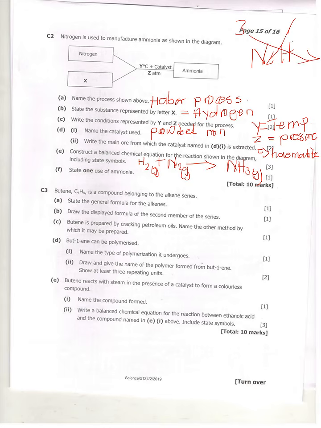So let's balance it. We put a 2 here. So we have 2 atoms of nitrogen on both sides. But if we multiply 2 times this 3 for hydrogen, we have 6, so we need a 3 in front of hydrogen. So that is our balanced chemical equation. Then, state one use of ammonia. It is used to make fertilizer.